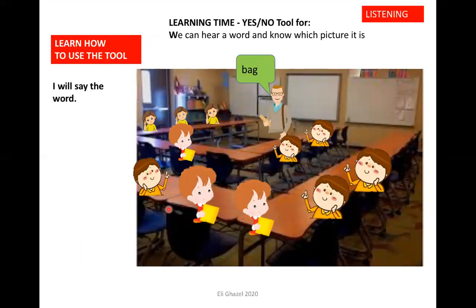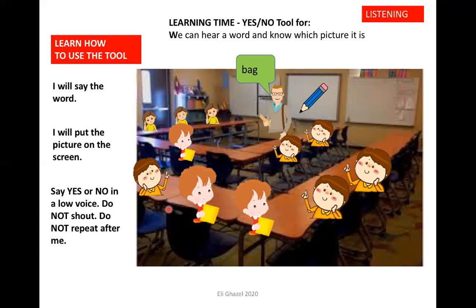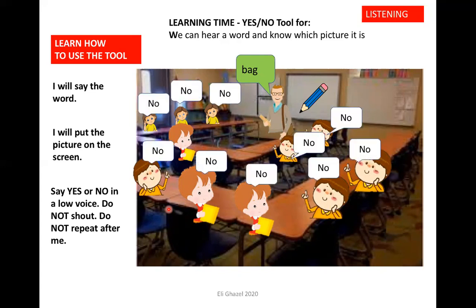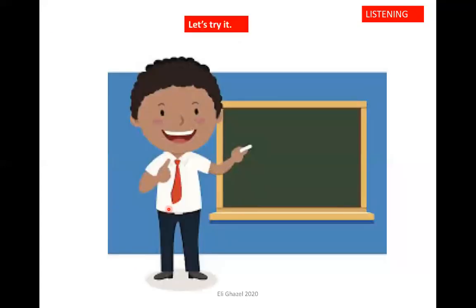I will say a word, bag. I will put a picture on the screen, and you will say yes, no in a low voice. Do not shout. Do not repeat after me. And of course, I said bag, and I showed you a picture not of a bag, and you will say no. That's how the tool works. So you might want to spend some time teaching the students how to use this tool first. Now, let's try it. Again, we're going to learn the words first, okay?